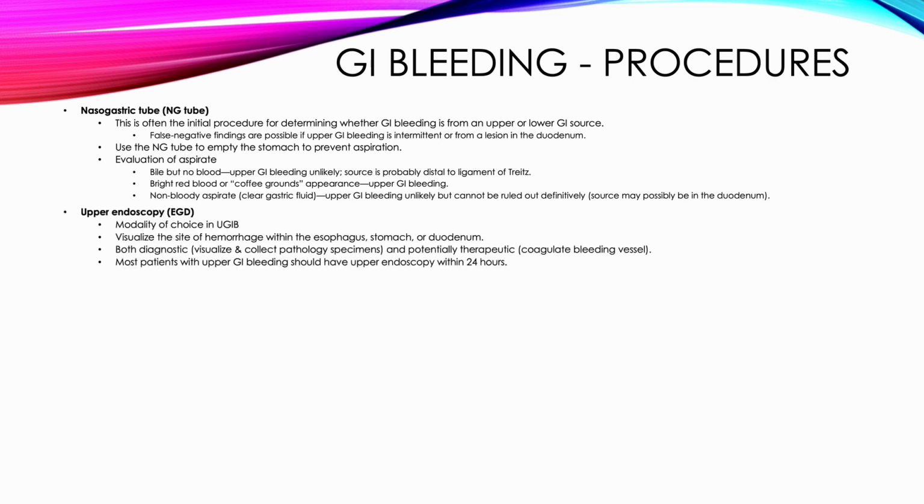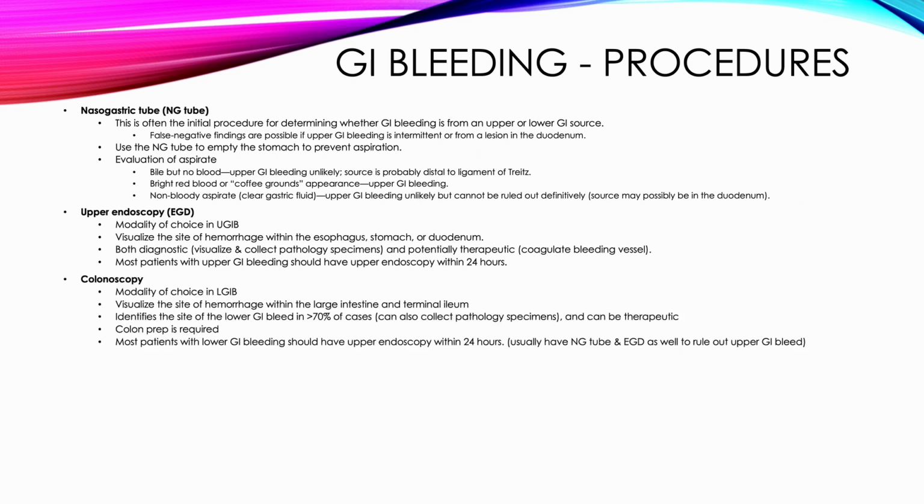Let's see what's next. So upper endoscopy, like we said, is the modality of choice for an upper GI bleed. It's great because you can usually find the hemorrhage site anywhere from the esophagus down to the duodenum, and at that point you can both diagnose and potentially treat these bleeders. And most patients with upper GI bleeding that can tolerate it have an endoscopy within 24 hours.